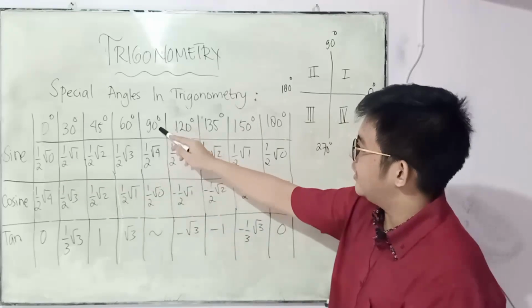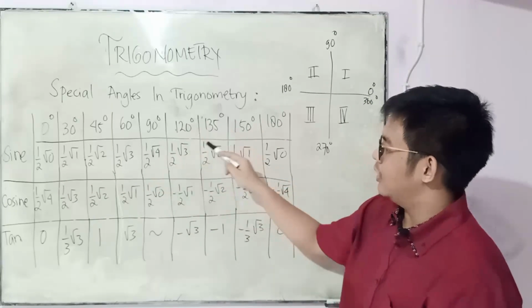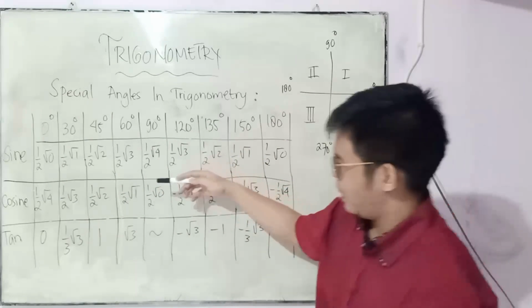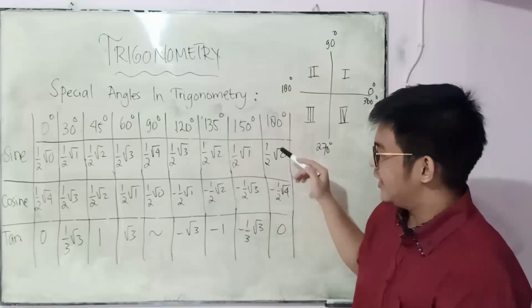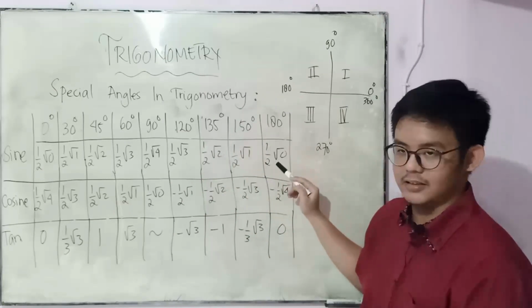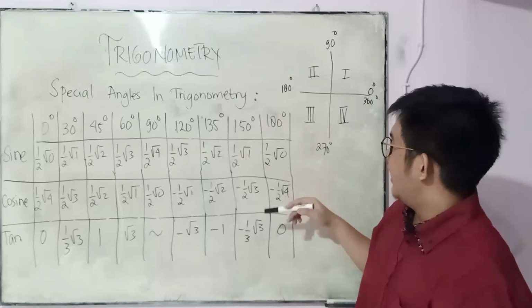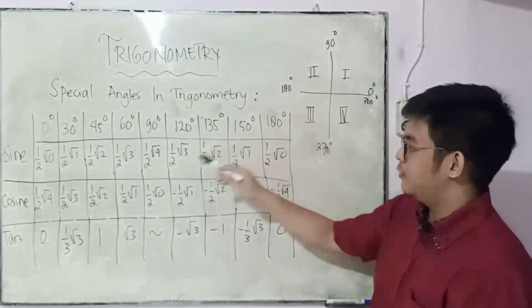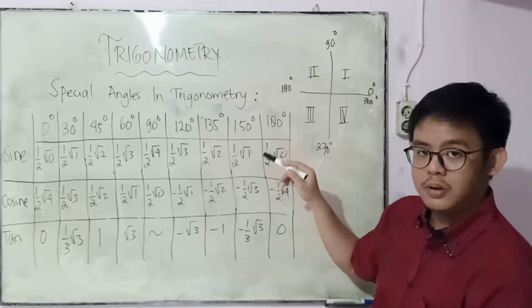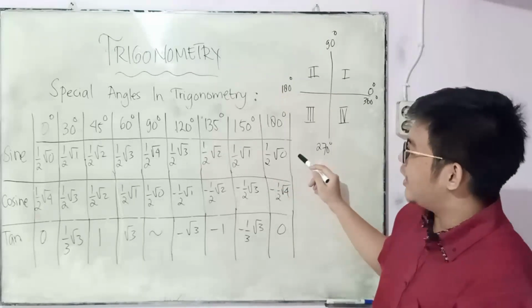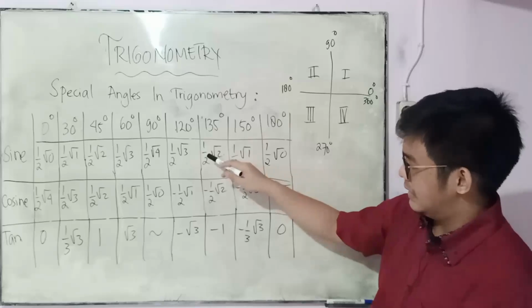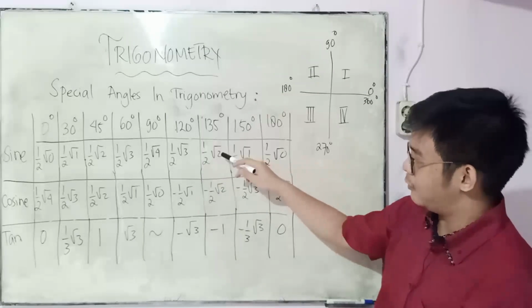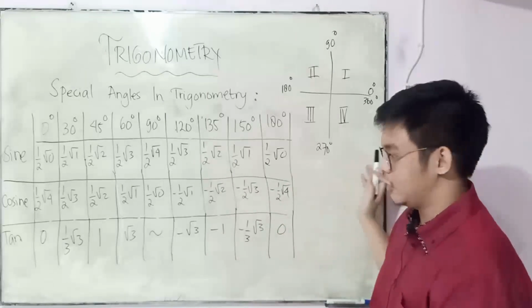And then after the 90 degrees, it's going to get down again. It's like a half times the square root of 3, and then it's decreasing until 180 degrees, so it's going to be 0. And then in the third quadrant, the value of sine is going to be minus. So we start from negative half times the square root of 1, and then the next one is negative half times the square root of 2, and so on.